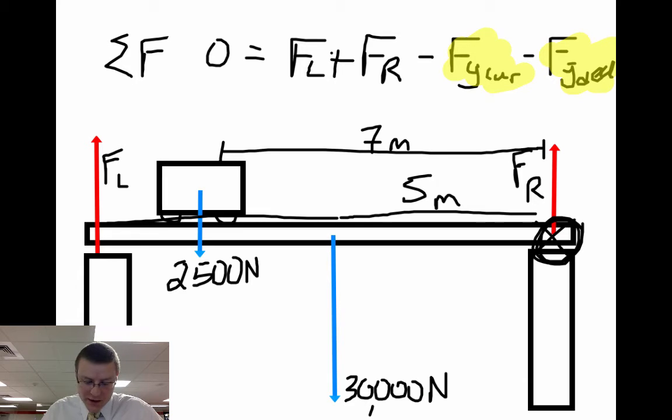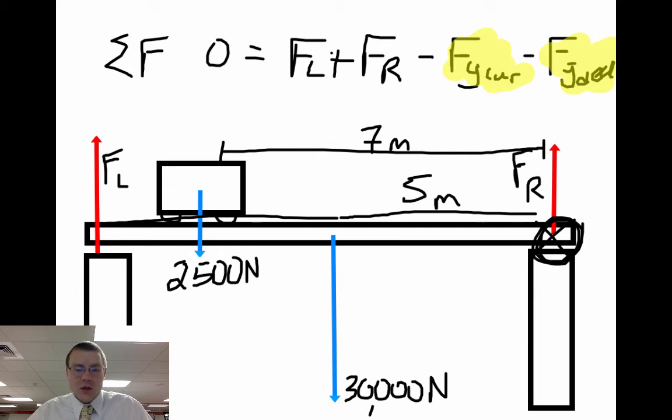If you look at the weight of the bridge and do your R cross F, your thumb points out of the page. Do it for the car. Do R, 7 meters, cross 2,500 newtons. You'll get that force pointing out of the page. Do the same thing for the left pillar. Do R cross F. This time the force is up, so it's now into the page.